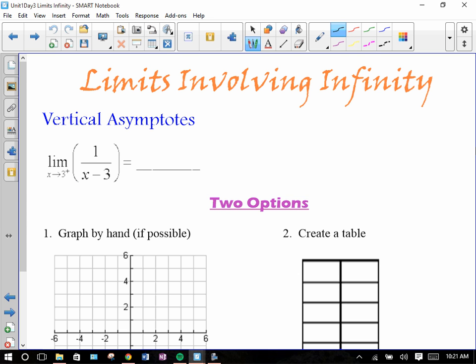The first time we're going to see limits involving infinity, it's still going to have x approaching a certain value, but it's going to be a value where there's a vertical asymptote. Okay? So looking at this problem, we want to find the limit of 1 over x minus 3 as x approaches 3 from the right.